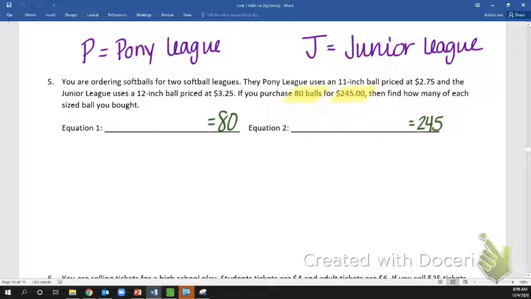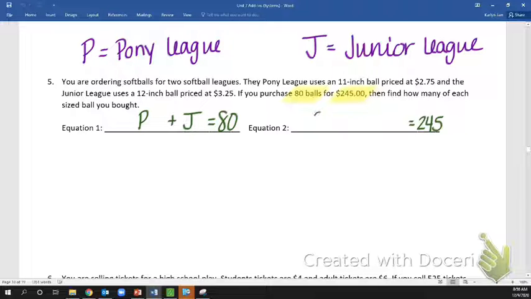Now 80 was the number of softballs, so everything having to do with softballs goes in the first equation. We ordered some amount of softballs for the Pony League and some amount of softballs for the Junior League. We don't know how many, so we just put the variables. The second equation was money. $245 was money, so we are going to put everything having to do with money in this second equation.